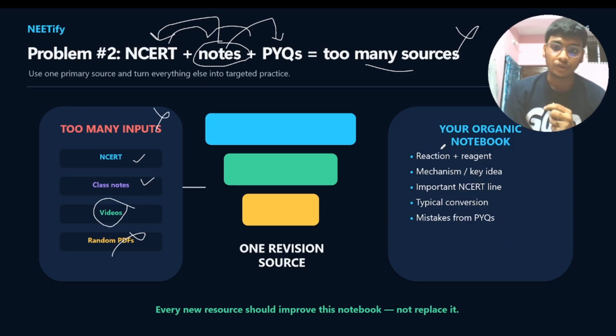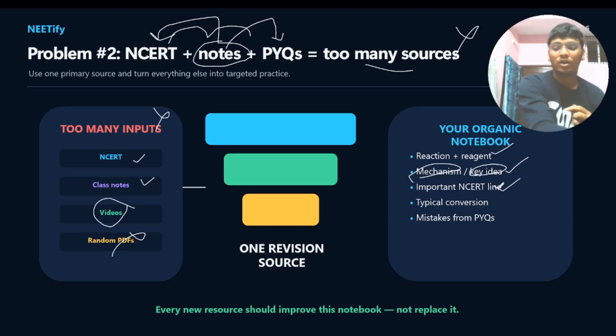In your organic notebook, you should include the reagent and reaction mechanism or key idea. Very important. Just by seeing the reaction, you should be able to say what that reaction is, whether it is a Rosenmund reaction or an aldol condensation. So note down the mechanism and important NCERT lines, which you have studied in your NCERT textbook, in your notebook. Okay. And then important NCERT lines and typical conversions.